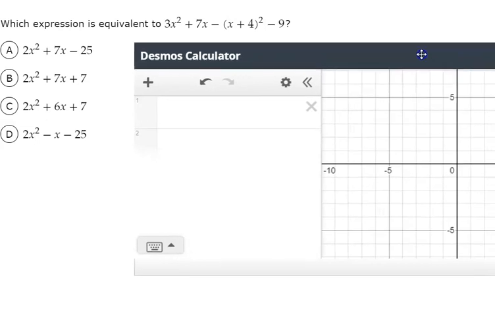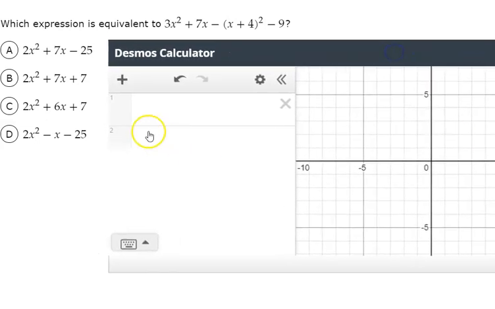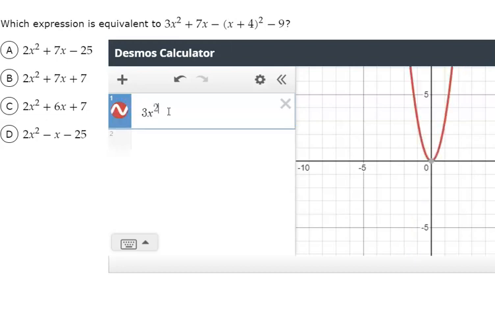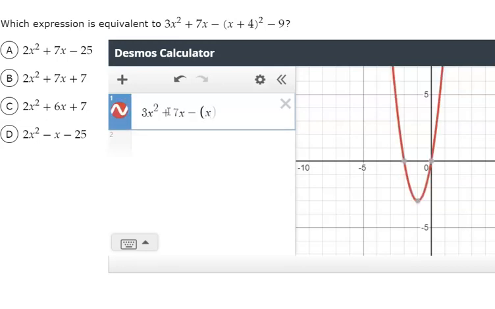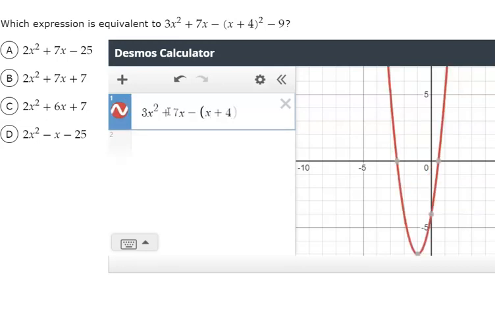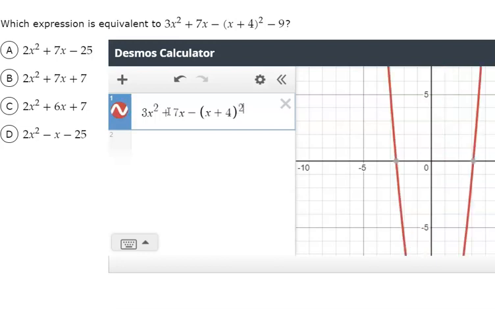So I'm pulling up the Desmos graphing calculator. We're going to type in the original problem, 3x squared plus 7x minus parentheses x plus 4 squared, and then minus 9.